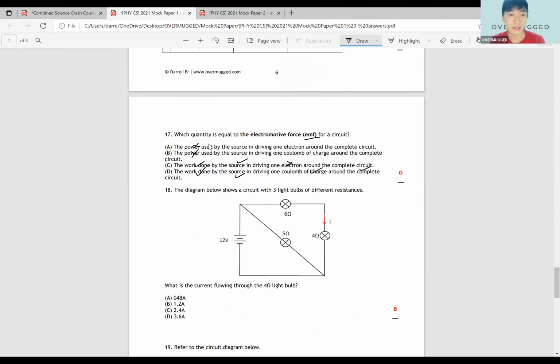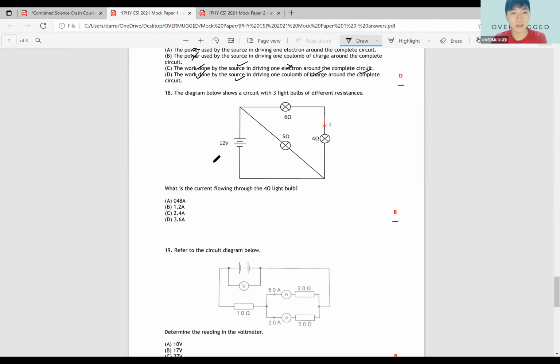Okay, question 18. If you see this question and you're like, wow, my head hurts, what's going on? You just need to redraw the circuit in a way that you can remember. So what I always do is I first draw out the battery, then I follow the path of the current. When it hits here, it splits into two lanes.